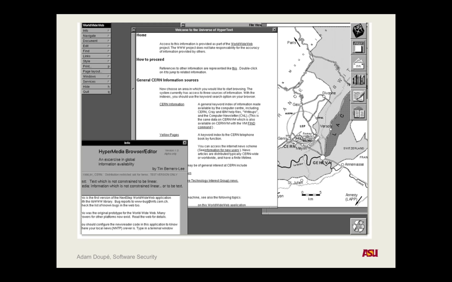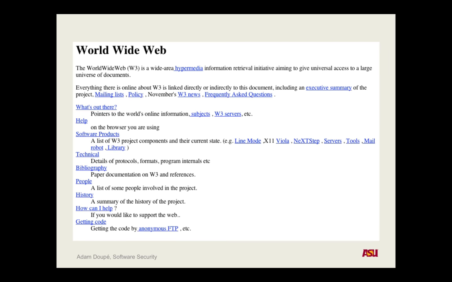Right, but the internet was really confined to academic institutions and maybe some cutting edge technology companies. It was still not very popular, and not many people knew what the internet was. And so this was the very first web page. This is the World Wide Web, and it's pretty interesting. There's links to what's out there.